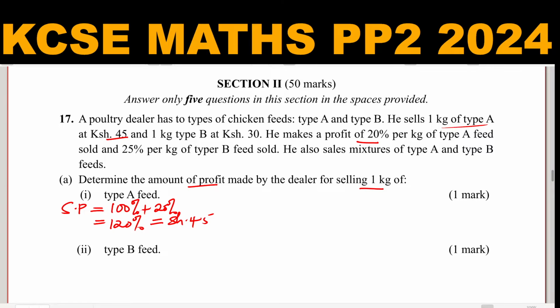So what about the profit? The profit is 20%. So you simply need to cross multiply. If 120% is 45 shillings, what about 20%? This will be 20 times 45, everything divided by 120. And this will give us the profit as 7 shillings and 50 cents. That is for type A feed.